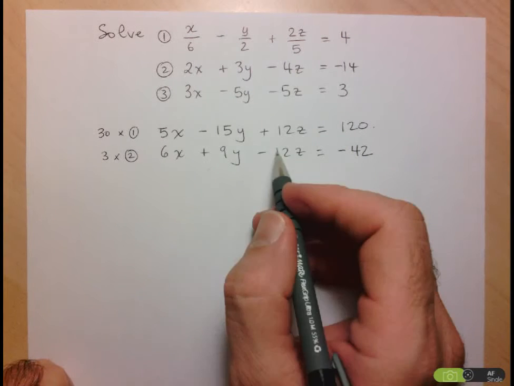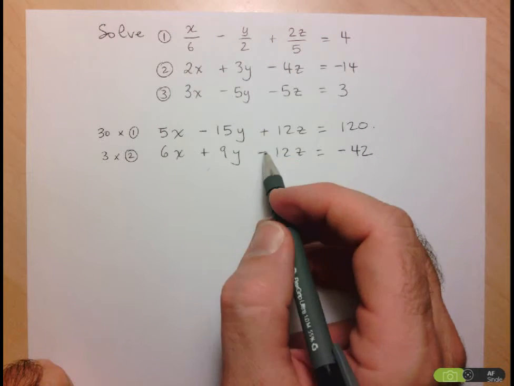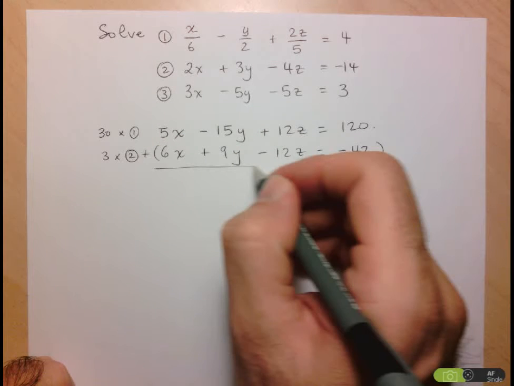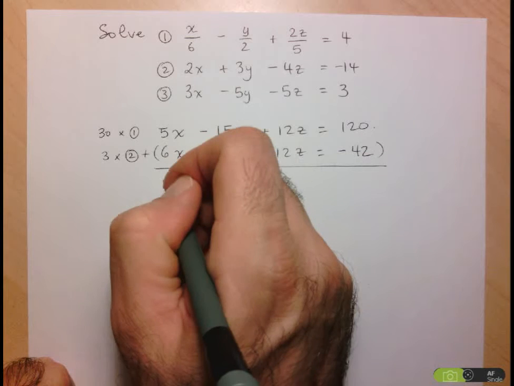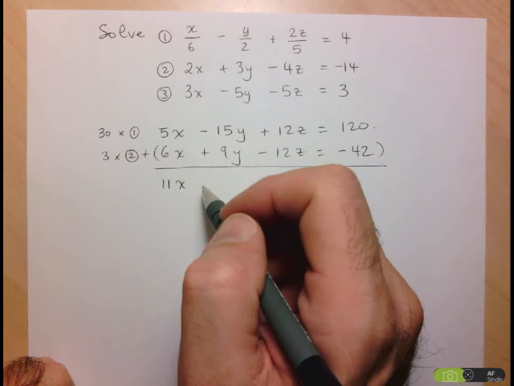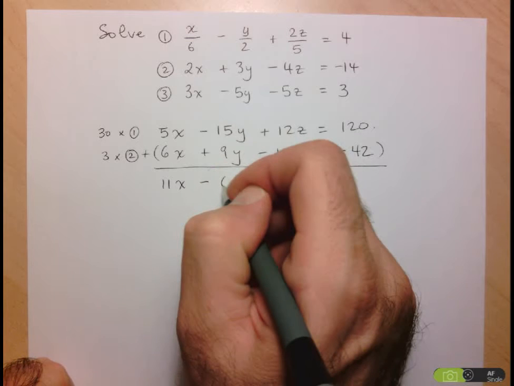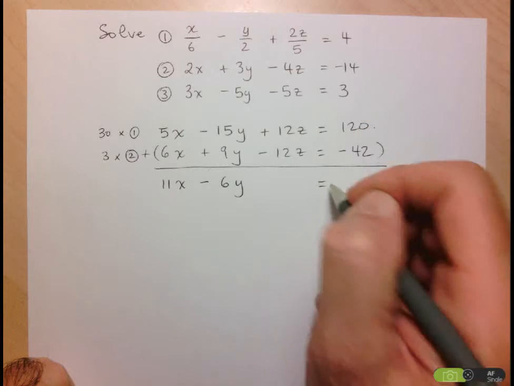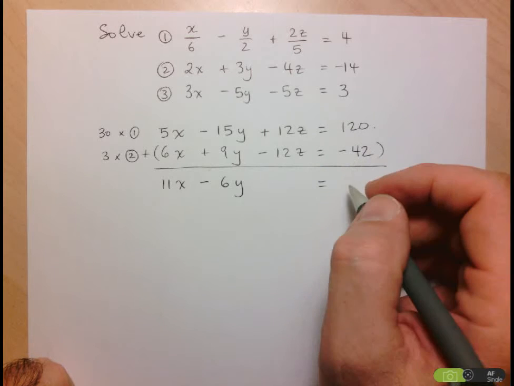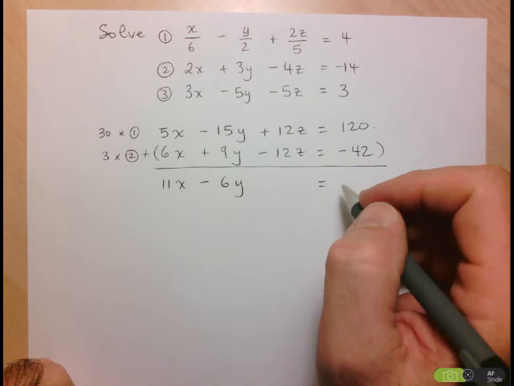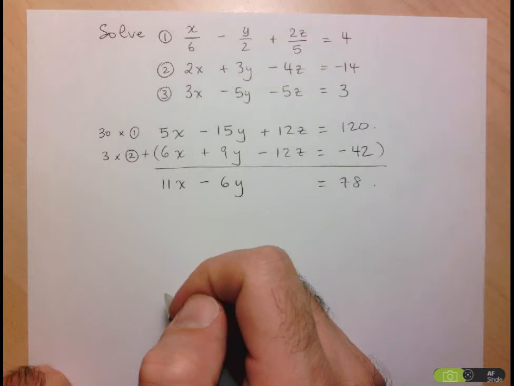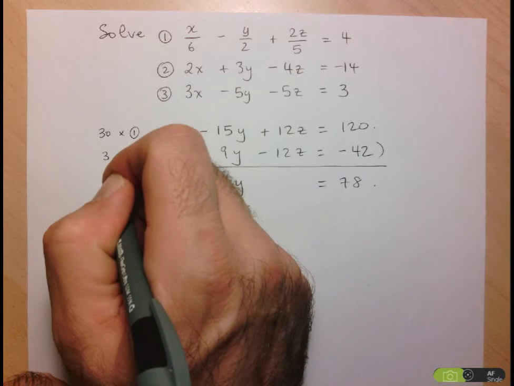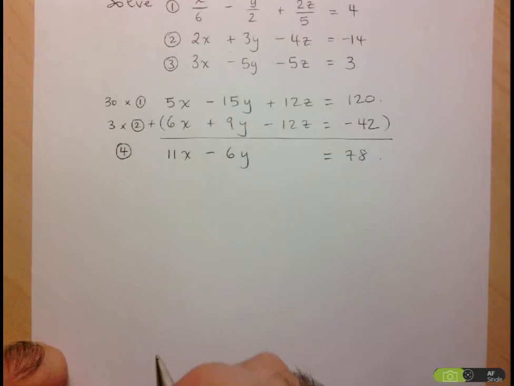Okay, and since the signs in front of the coefficients of z are the same, we're going to be adding these two equations. Okay, so 5 plus 6, we have 11x. Negative 15 plus 9, we've got minus 6y, and 12 minus 12 is 0. And here we have 120 minus 42, which is 78. Now, since we're going to be reusing this equation later on, I want to give it its own name. So we'll call that equation 4.